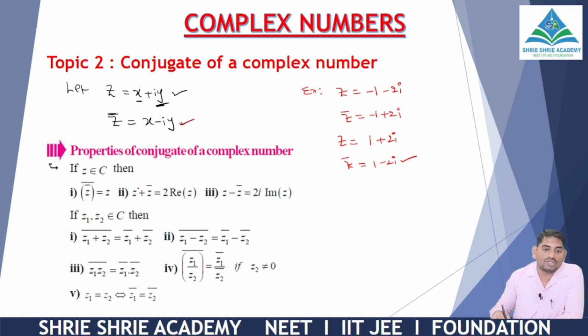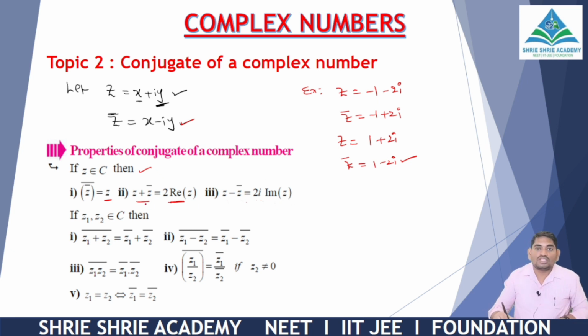See some important properties over here. Suppose z belongs to C, which is any complex number. So the conjugate of z, again whole conjugate, is equal to z. Then z plus z bar: if z is any complex number and we add its conjugate, we get 2 times the real part of z. Then the third property, z minus z bar is equal to 2 times iota into the imaginary part of z.